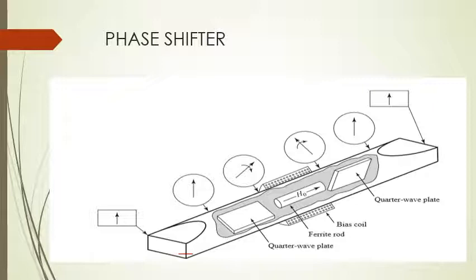TE10 wave enters the phase shifter and continues to propagate till it reaches the quarter wave plate. The function of the quarter wave plate over here, which is kept at 45 degrees twist, is so that it can convert the wave into right hand circular polarized. This is right hand circular polarized. The function of this arrangement is to give a phase shift of total 90 degrees.